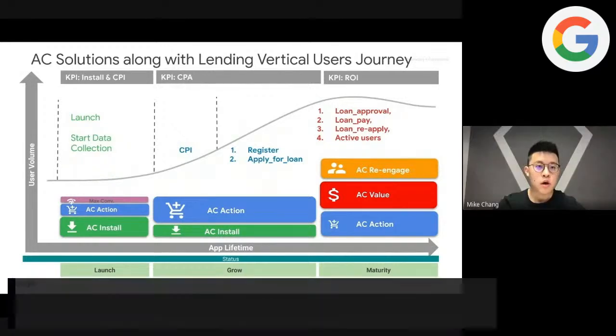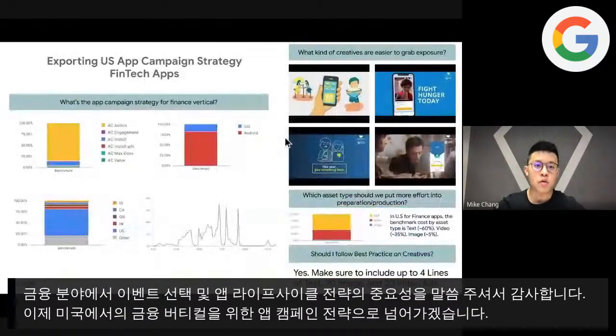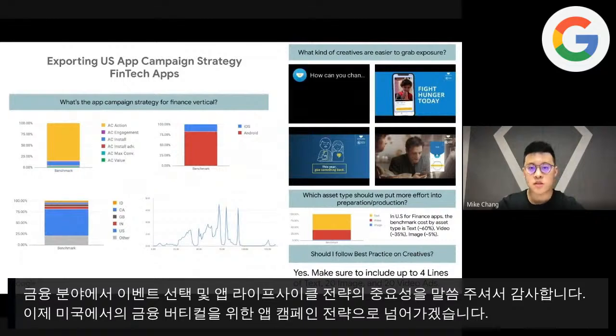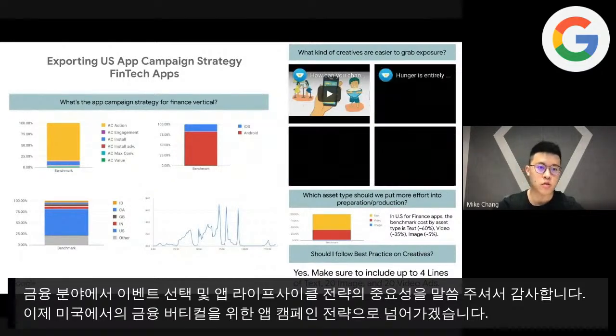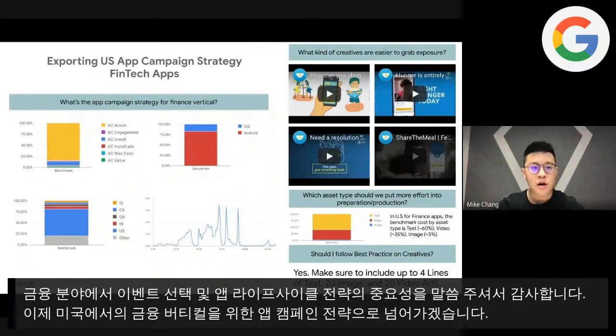Okay, great. Thank you, Alex and Wendy, for pointing out the importance of event selection and app lifecycle strategy in the finance vertical. So now I will move to app campaign strategy for the finance vertical while exporting to the United States.